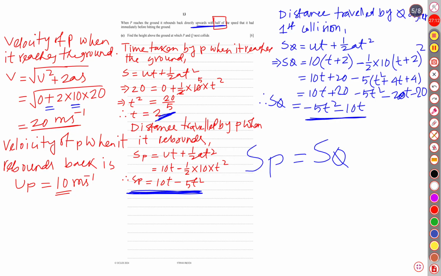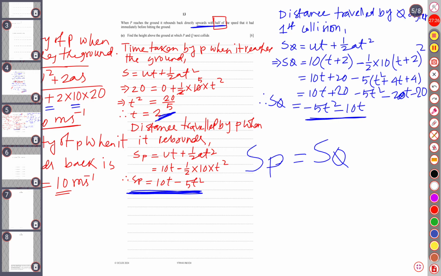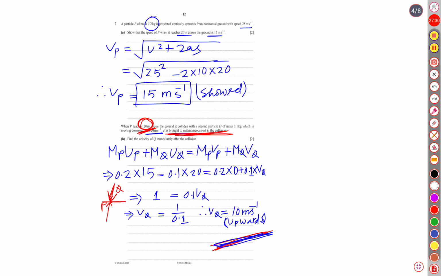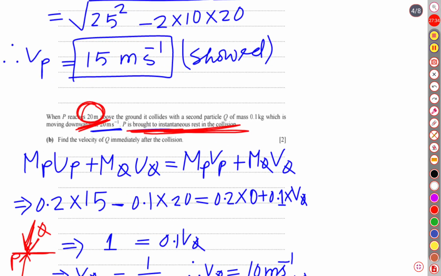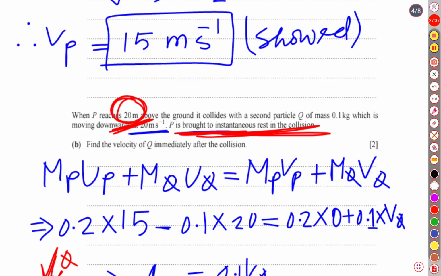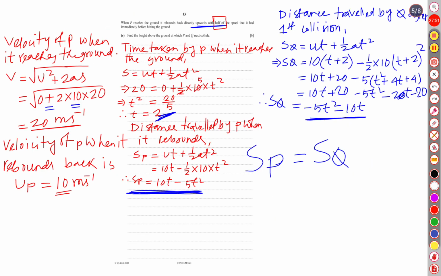If we write this, it's not 100% correct, because after the first collision, P was above 20 meters. Let me take you back to this one. Look at this, the first collision happened above 20 meters from the ground. So Q was already above 20 meters, isn't it? But P started from the ground for the rebounding back, whereas Q was already above 20 meters, because during the first collision, Q and P both were at the height of 20 meters.